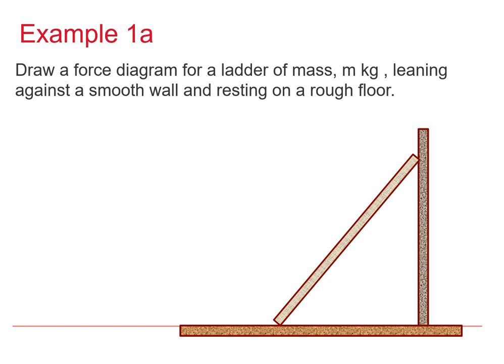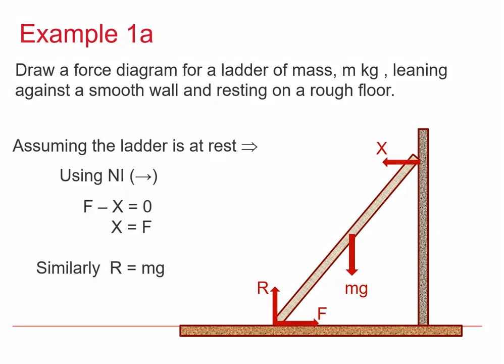So if we draw our force diagram, think about what forces are acting firstly. We know that there is going to be a downward force from the weight of the ladder. Because this is a smooth wall, there will be a normal reaction force, but there can't be a frictional force from the wall because we're told that it's smooth. But it's a rough floor, so on the floor there'll be a normal reaction force and there'll be a frictional force.